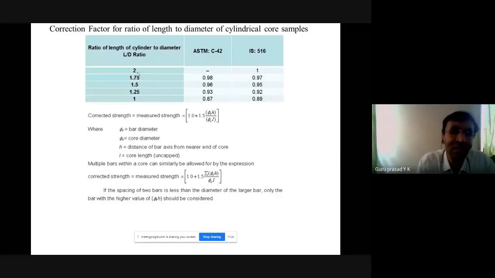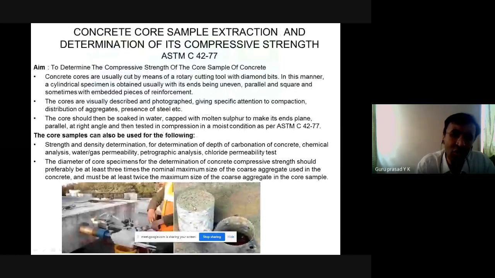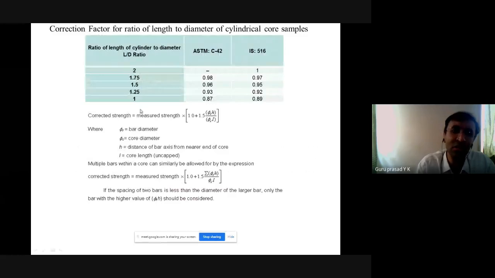So basically, with respect to this, you have to chamfer off the portions from the core to create an ideal height to diameter ratio of 2. In some cases, the core gets broken when you remove it. You can't maintain a height to diameter ratio of 2. In that case, you can go for 1.75, 1.5, 1.25, and 1.